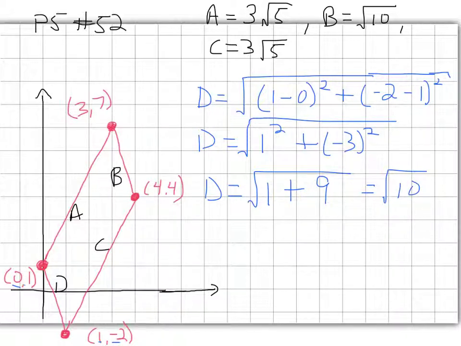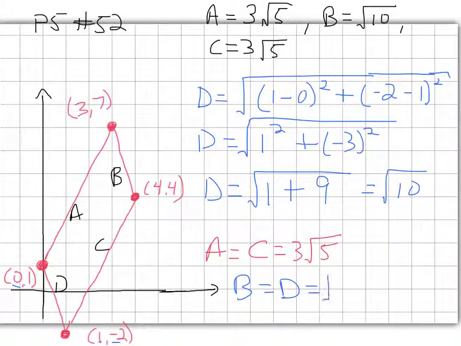Okay. Now what we see is that A is equal to C, which is equal to 3 times the square root of 5, and B is equal to D, which is equal to the square root of 10. So with having 4 sides, we have 2 pairs. Opposite pairs are equal length, therefore this is a parallelogram, and we are done.